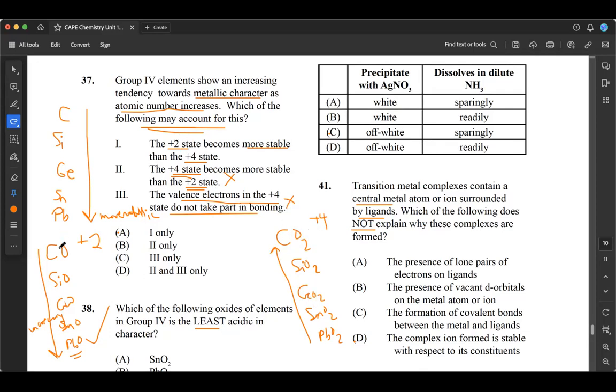So the +2 state, where we have these monoxides, is where we're going to have the metallic nature of these elements increasing as you go down. So now you're able to have ionic bonding over here, and that's because of the metallic nature of the lead in this +2 state, where it's more stable, right? So 37 is going to be A, right? It's because the +2 state is more stable than the +4 state, where we can have that metallic character being increased, okay? All right. So moving along now to 38.